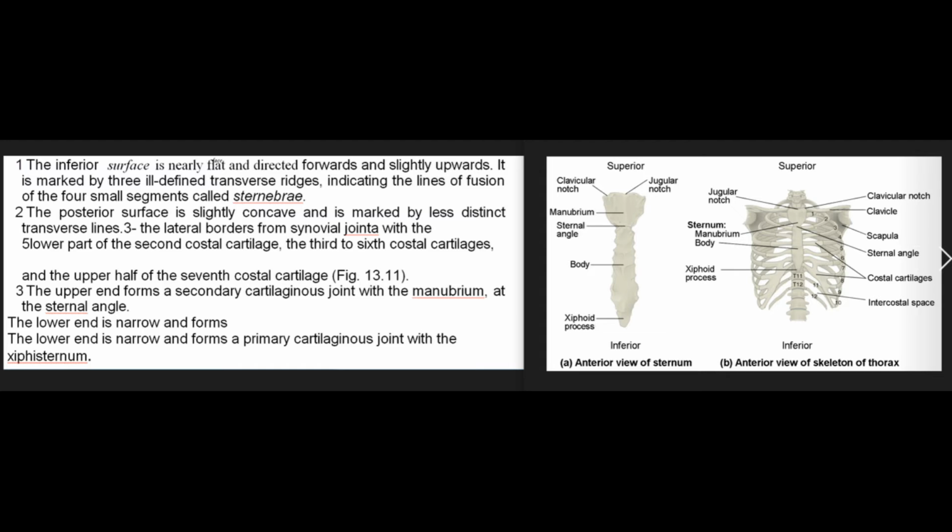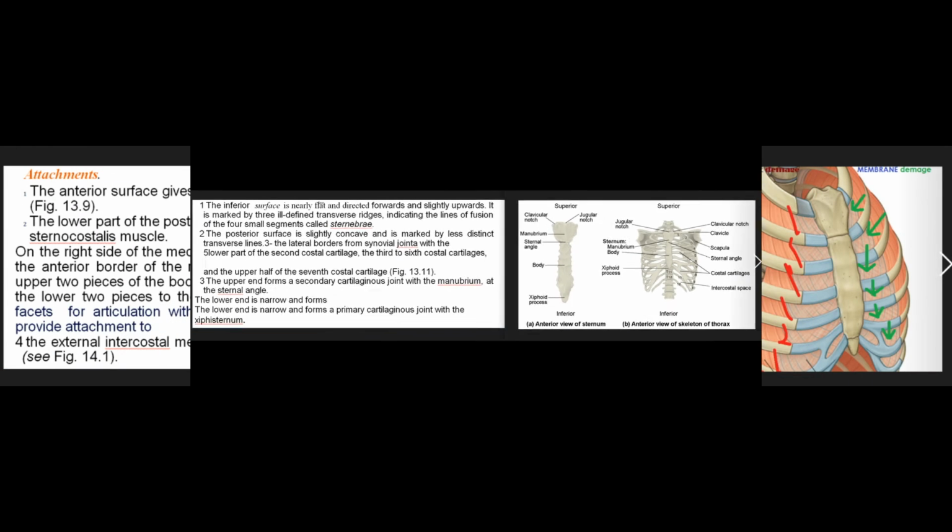2. The posterior surface is slightly concave and is marked by less distinct transverse lines. 3. The lateral borders form synovial joints with the lower part of the second costal cartilage, the 3rd to 6th costal cartilages, and the upper half of the 7th costal cartilage, Fig 13.11. The upper end forms a secondary cartilaginous joint with the manubrium, at the sternal angle. The lower end is narrow and forms a primary cartilaginous joint with the xiphisternum.